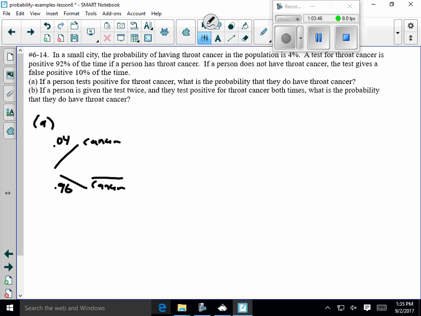Okay, and then let's see, if we have this test, the test could be positive or the test could be negative. And if you do have cancer, there's a 92% chance that the test will catch that. If we don't have cancer, there's a 10% chance of a false positive, right? So we're trying to figure out, given that you tested positive, what's the probability that you actually have the cancer?